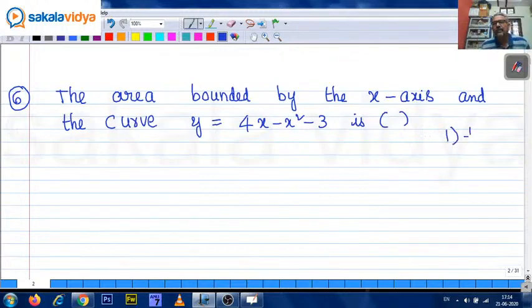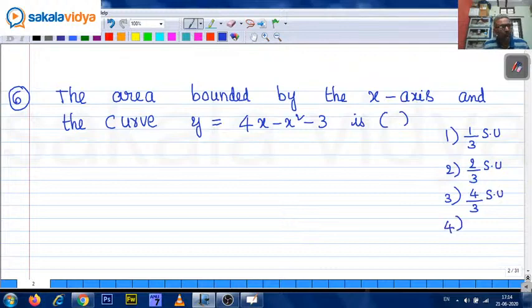First option 1 by 3 square units, second is 2 by 3 square units, third one is 4 by 3 square units, fourth one is 8 by 3 square units. So this can be done. We have the shortcut for this problem.